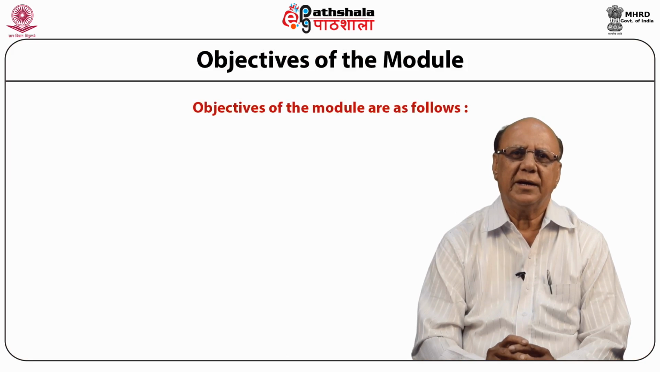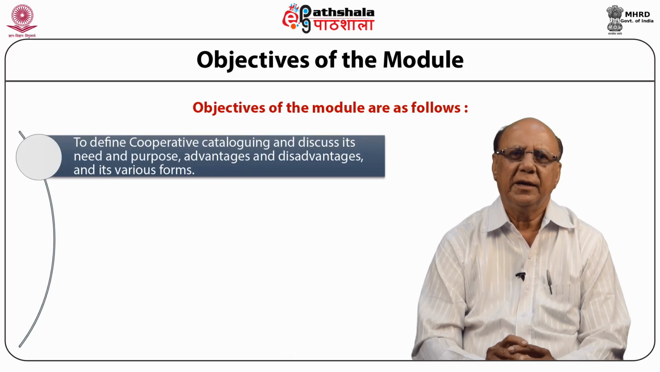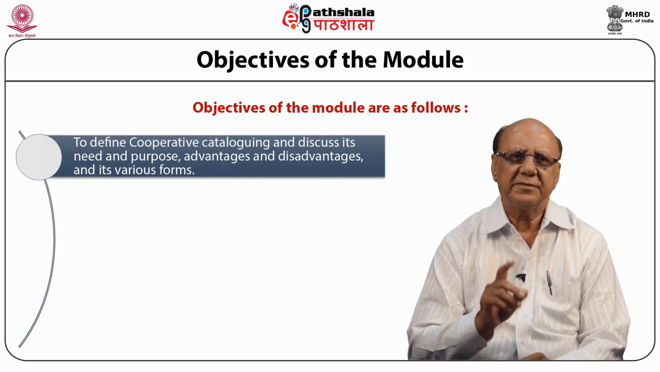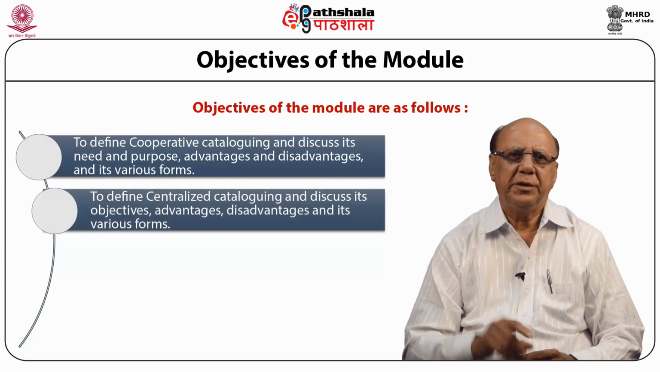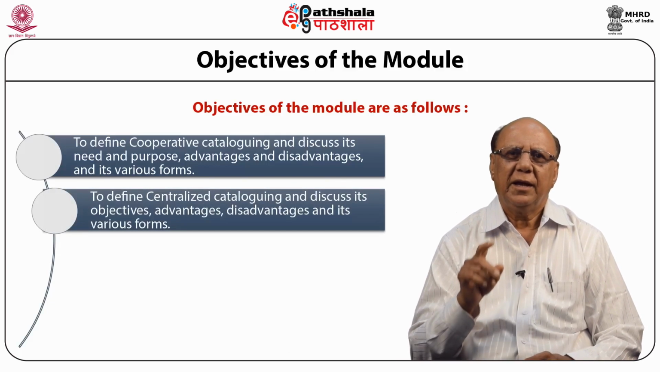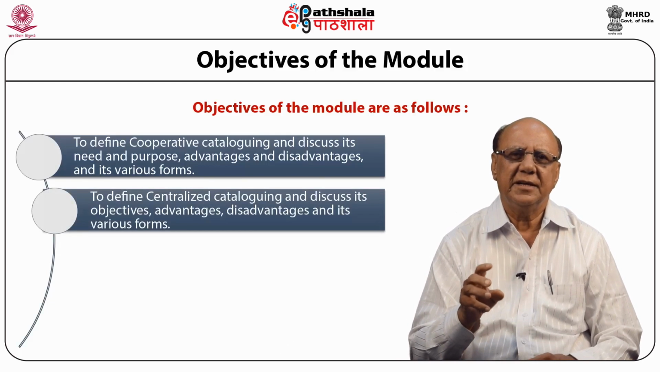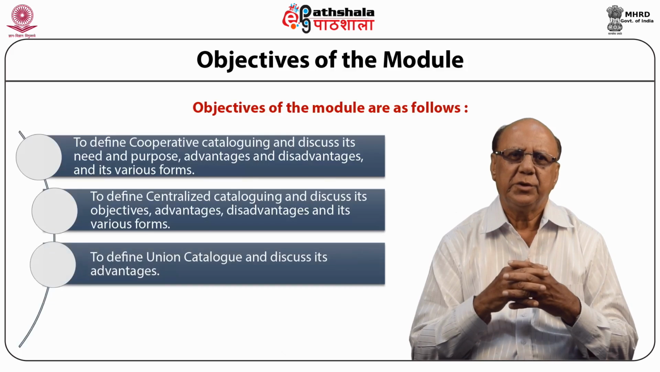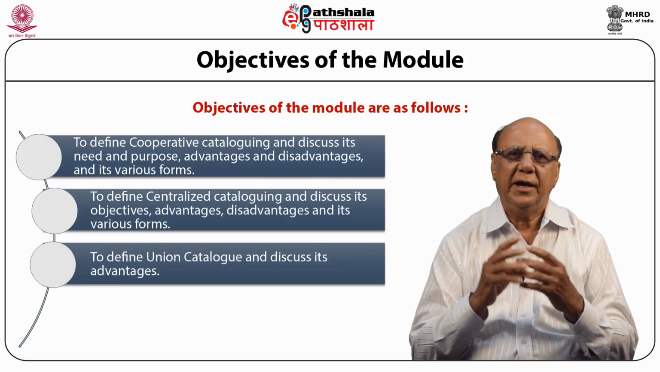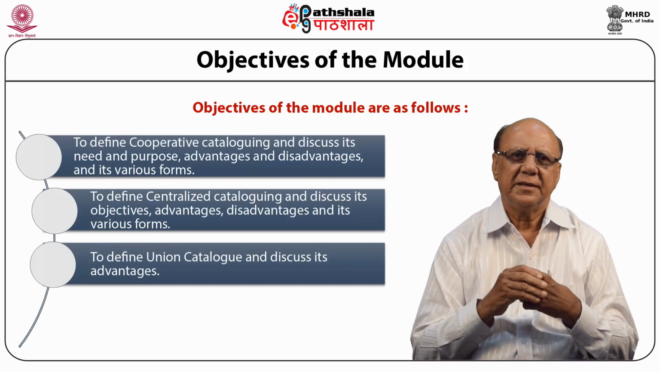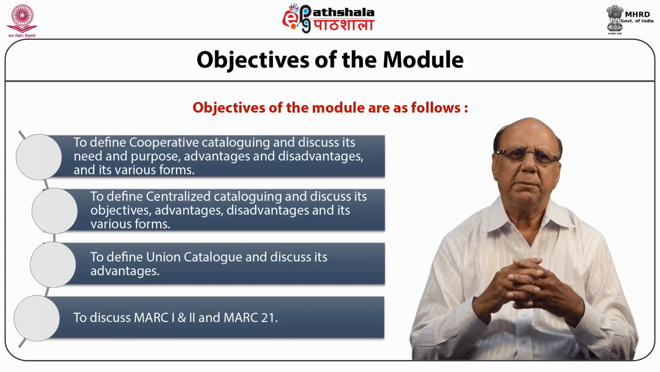Objectives of the modules are as follows. First, to define cooperative cataloging and discuss its need and purpose, advantages and disadvantages, and its various forms. Second, to define centralized cataloging and discuss its objectives, advantages, disadvantages, and its various forms. Third, to define union catalog and discuss its advantages. Fourth, to discuss MARC 1st and MARC 2nd and MARC 21.